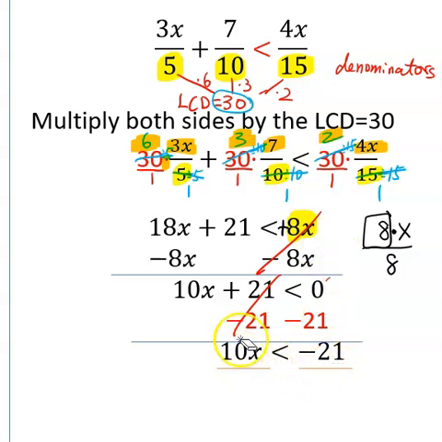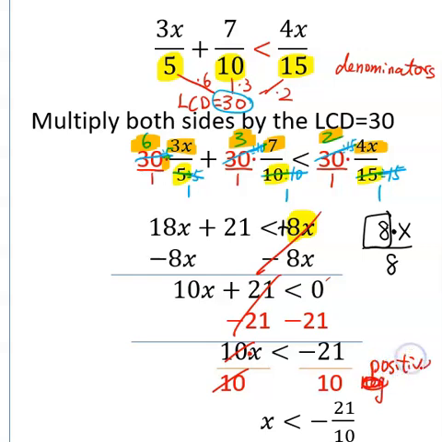Now we get rid of 10. Since we only want to get rid of 10, and the operation between 10 and x is multiplication, we're going to reverse multiplication and do division, which is dividing by 10. 10 cancels 10. So that's the answer. And again, because the number we divided by is 10, which is positive, we don't have to flip the sign. We keep it as less than.